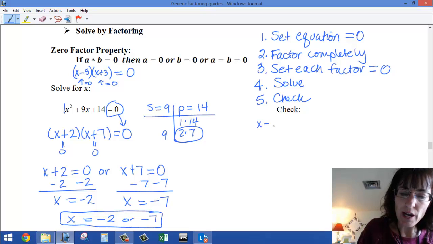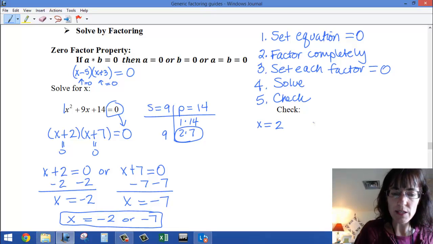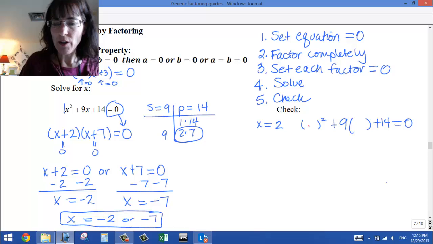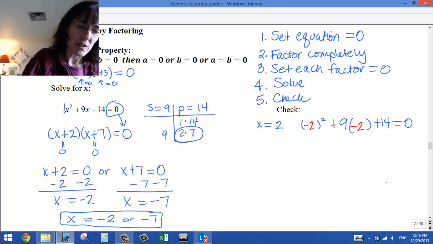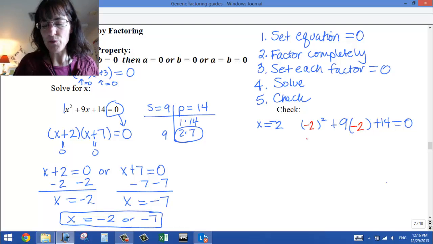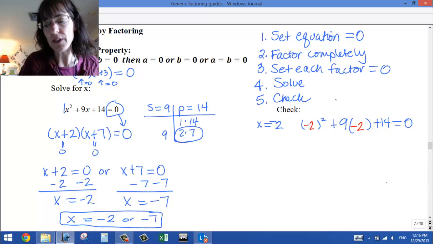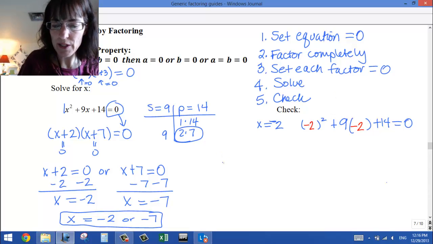And then to check, I check each one separately. So x equals negative 2 means that wherever I see the x squared, I'm putting in the negative 2, or wherever I see the x, and then plus 14, and it's supposed to be 0. And we'll just put in the negative 2 for each of those. I left that off on my check there. x is a negative 2. And then I'll multiply these out. So I get negative 2 times negative 2. That's why I wanted those parentheses there.